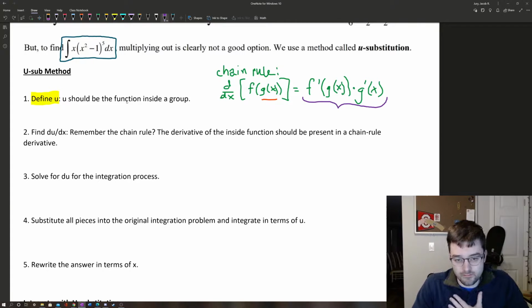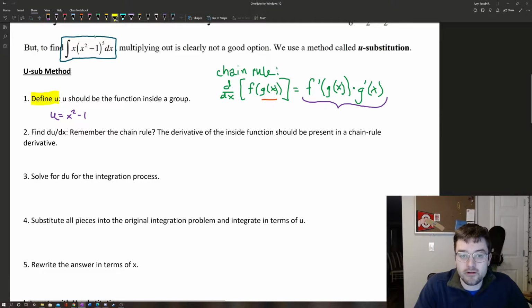So U should be the function inside a group. So we're going to say u is equal to x squared minus 1, because x squared minus 1 is clearly in the group of something to the 5th power. Okay. The next step is to find the derivative of u with respect to x. So we're going to take the derivative of what we just defined. So they're going to build on each other.